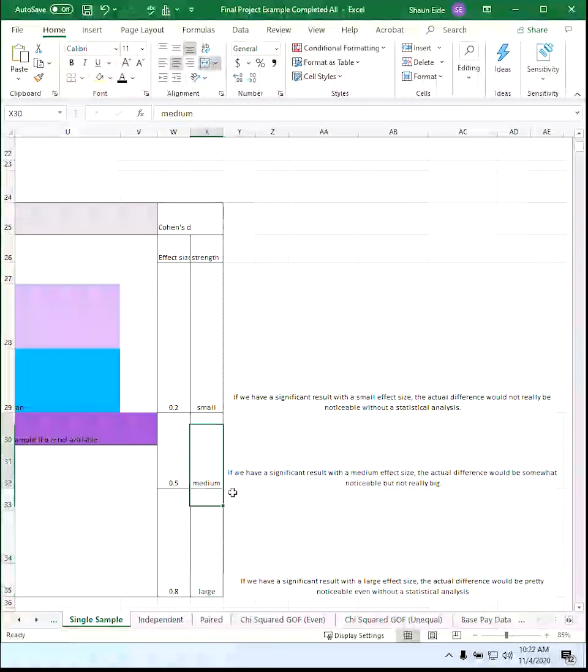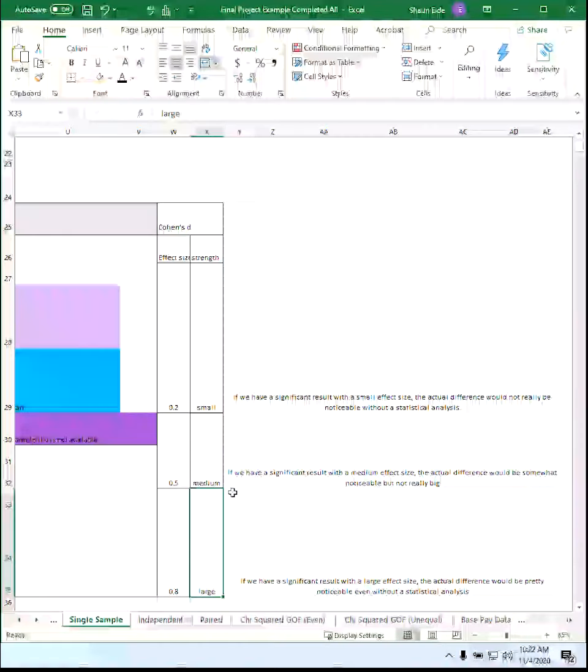And so if it's small, you can't really tell the difference. Medium, you can tell the difference a little bit more. Large, you can really tell the difference. In other words, small is like, hey, here's the difference between the height of a basketball player and the height of a volleyball player. There's not much difference, but if you put a whole bunch of them together, you might be able to tell that there's a tiny little bit of a difference.